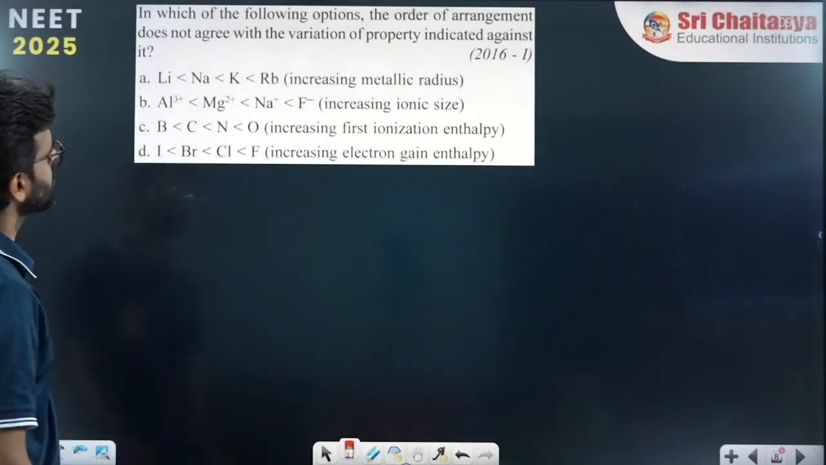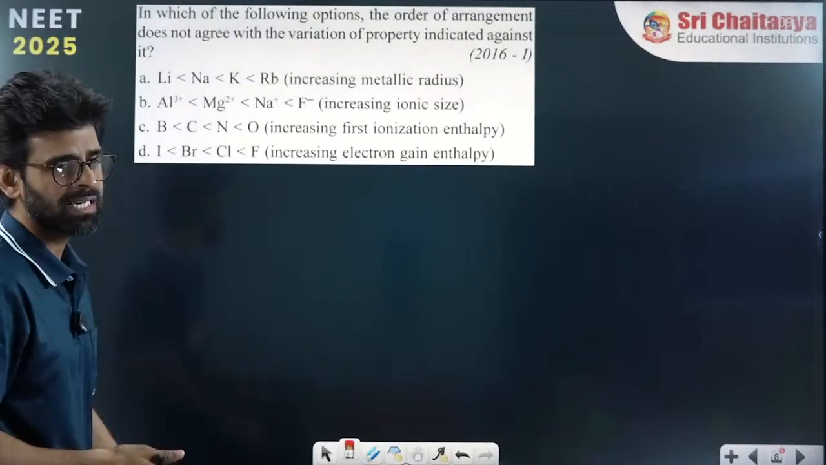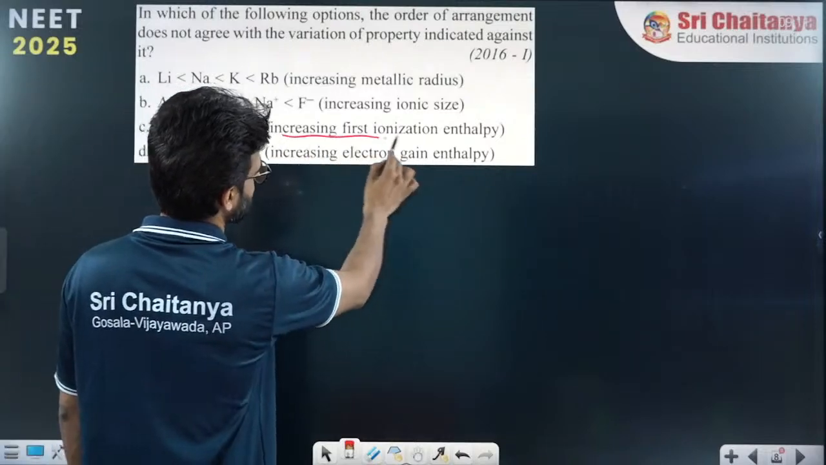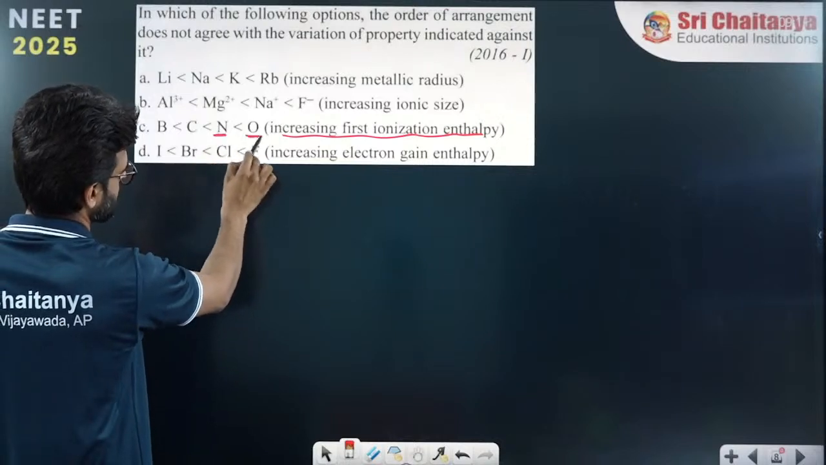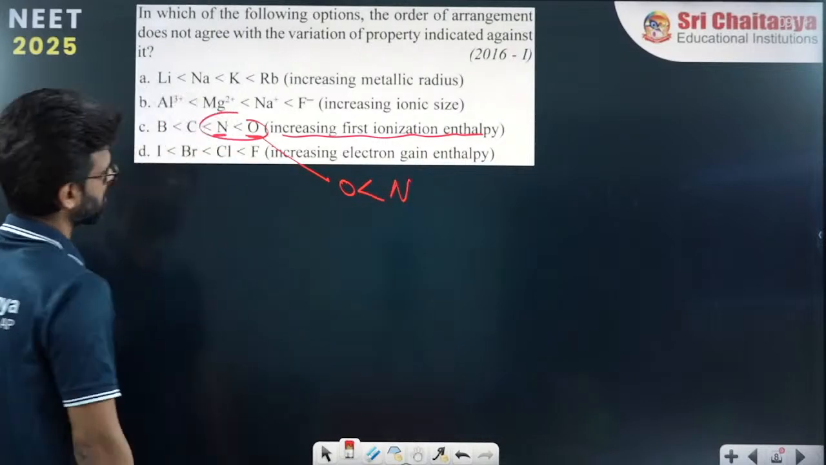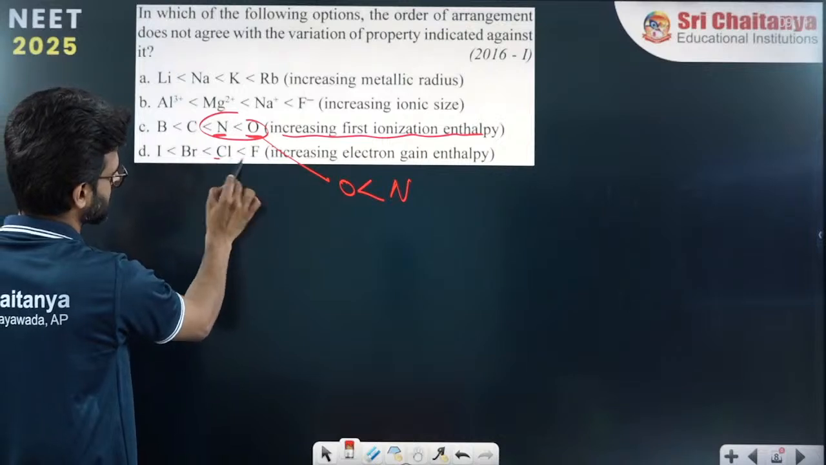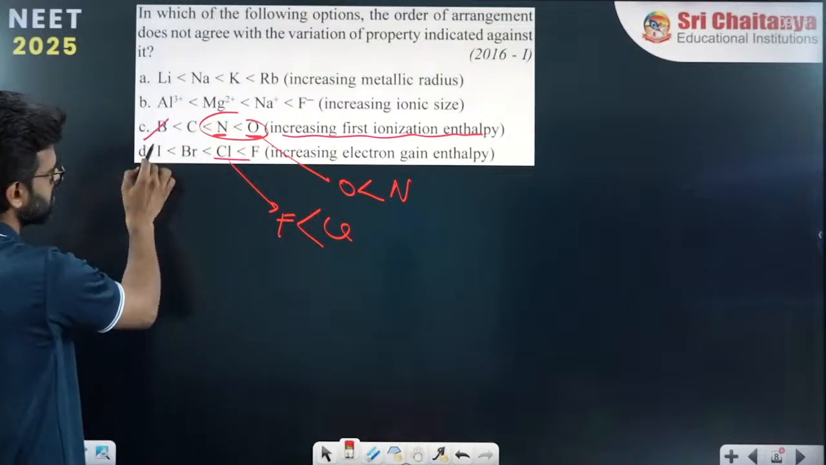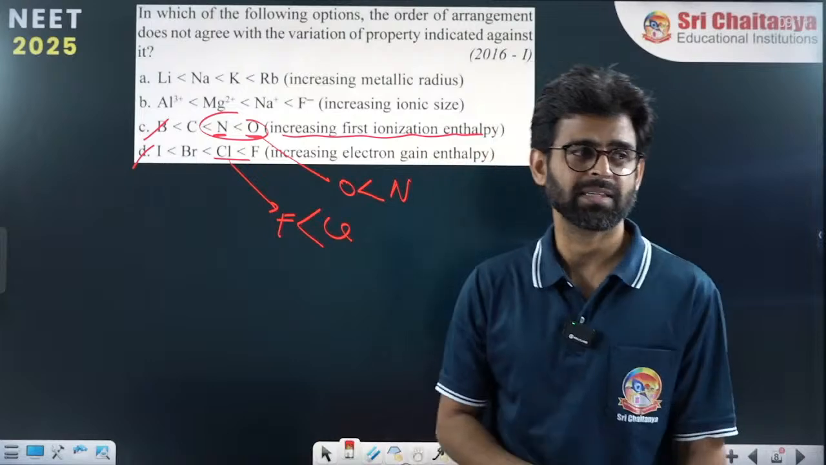The second question is, which among the following is wrong according to the given properties? If you check carefully, for increasing first ionization energy, we just discussed it. Nitrogen and oxygen: nitrogen should be higher because of its stable half-filled configuration. And in electron gain enthalpy, here also we have an exception. Here chlorine is more than fluorine, so both are the right ones. Here both are not the correct sequences.